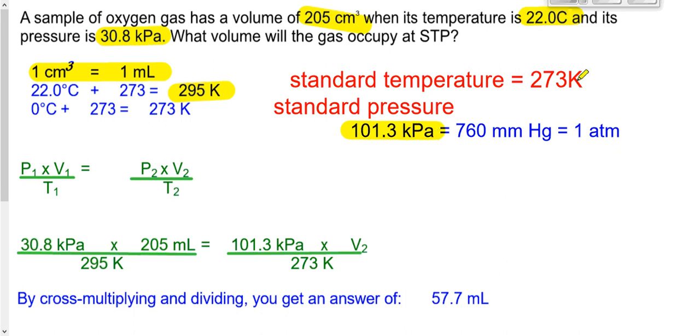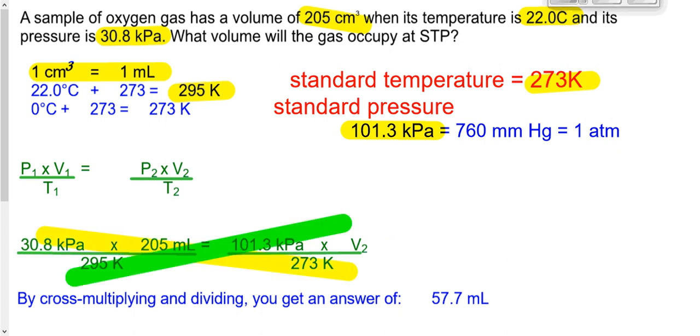This now becomes our T2, and this will become our P2. Again, for a mark, our formula: P1 times V1 over T1 equals P2 times V2 over T2. Substitute numbers in place of the variables. The first pressure is 30.8 kilopascals. The first volume, 205 milliliters. The first temperature, 295 kelvins. Our new pressure has gone up to 101.3 kilopascals, and our new temperature has gone down to 273 kelvins. Solve for V2.